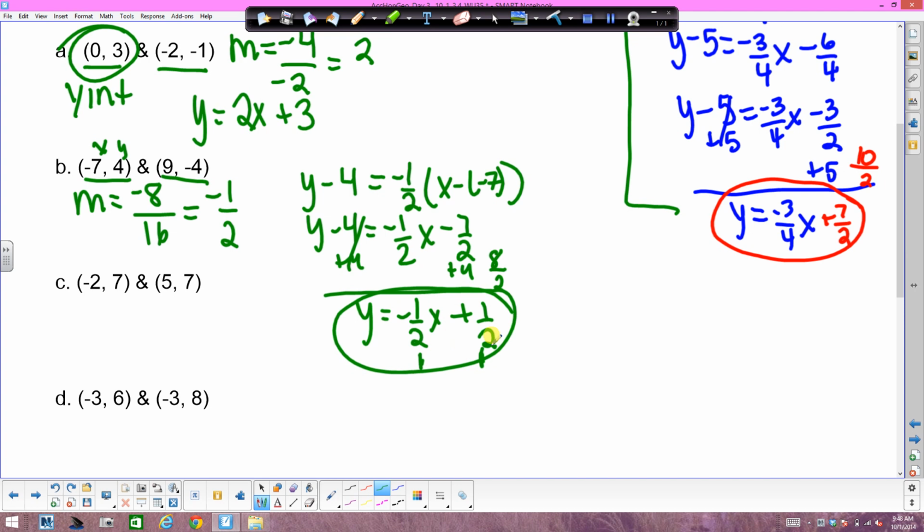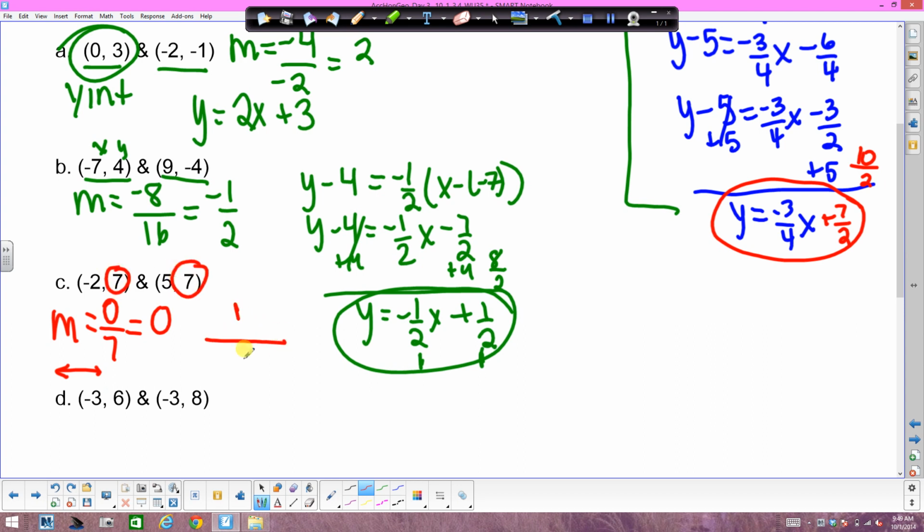All right. Problem C. Find the slope. So you should get 0 over 7 or 0 over negative 7, which is 0. So let's think about what we talked about in section 3.3. If the slope is 0, what kind of line is that? And you should remember that would be a horizontal line. Well, if it's a horizontal line, then the equation should be y equals some number. Well, if I look at these points, both of them have a y value of 7.